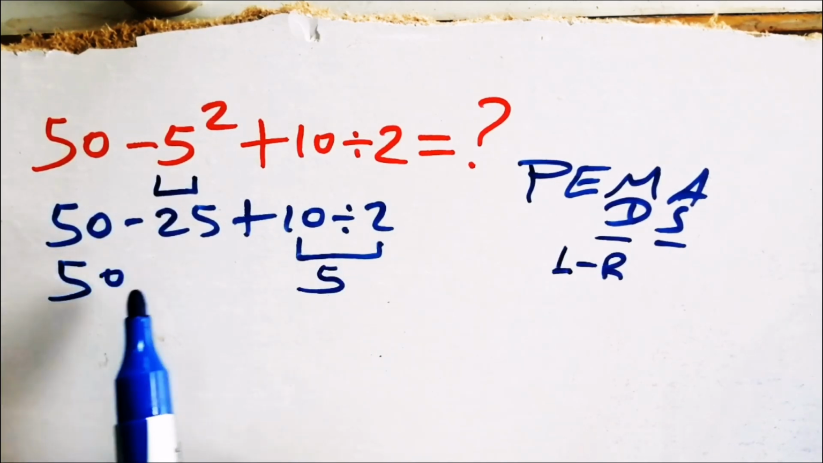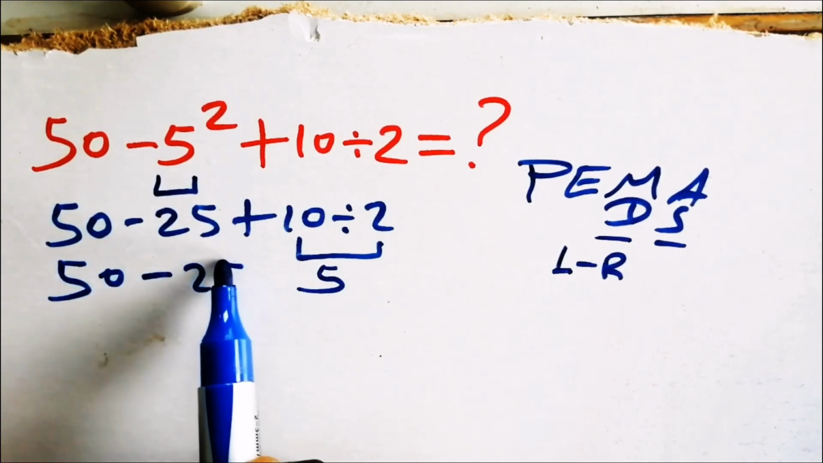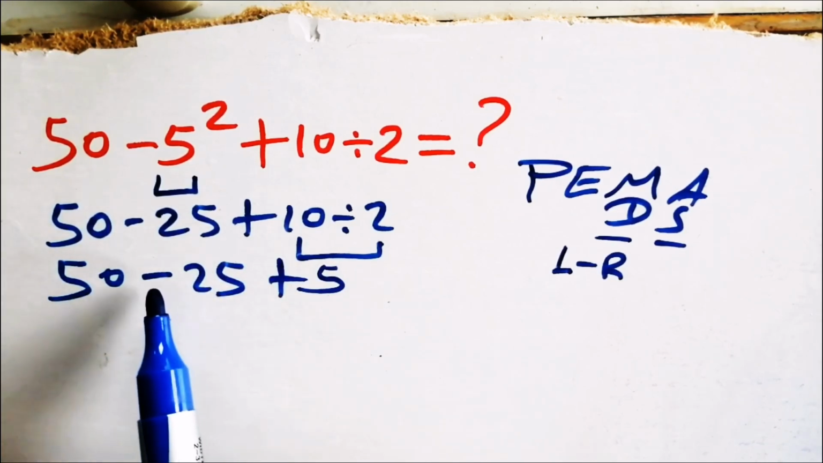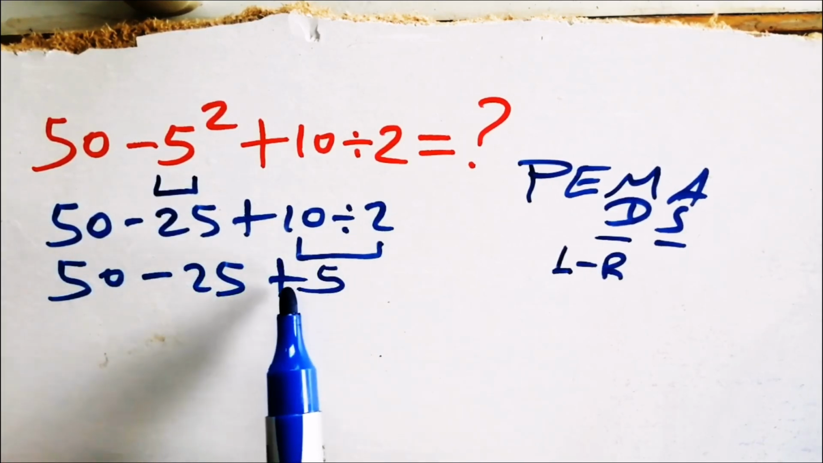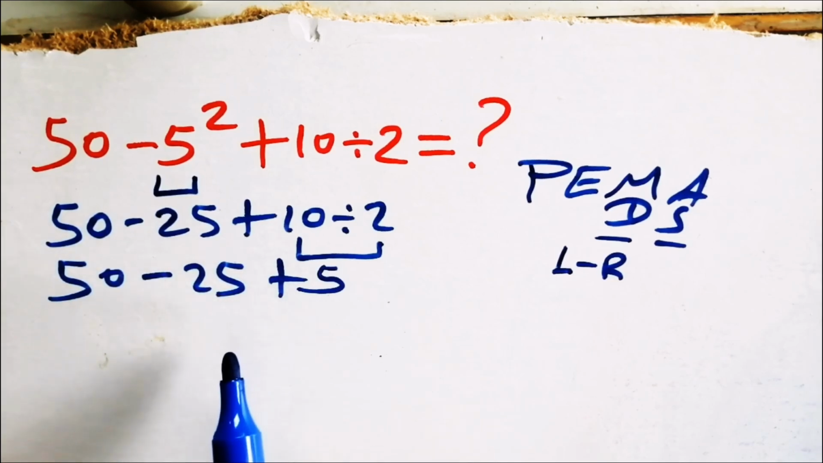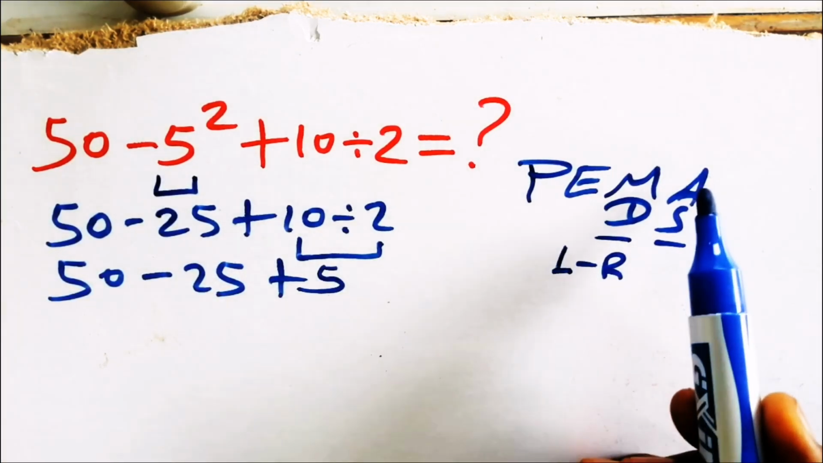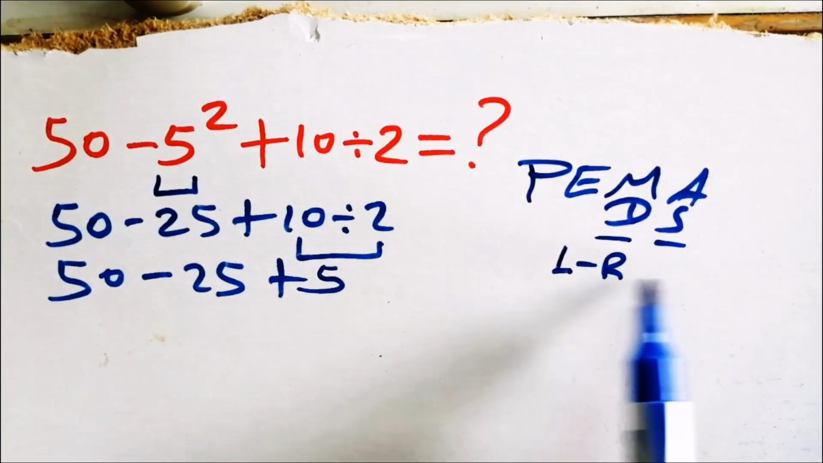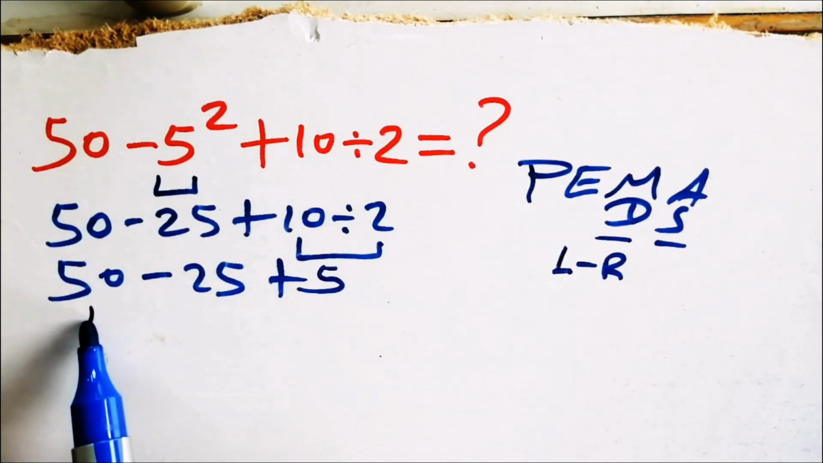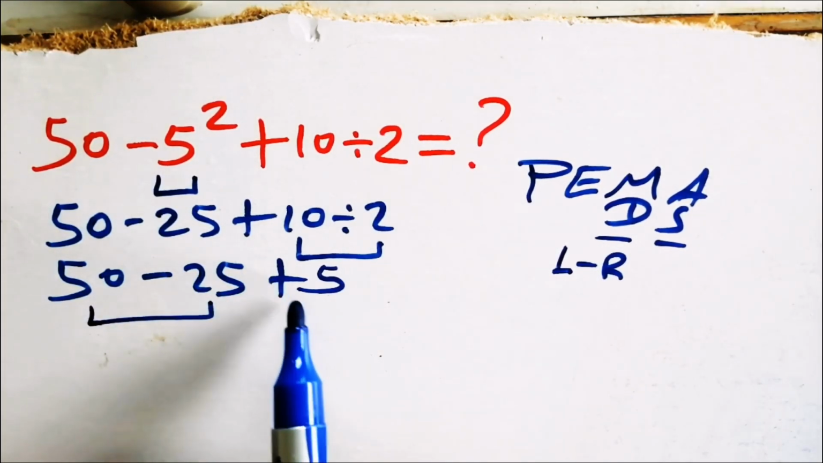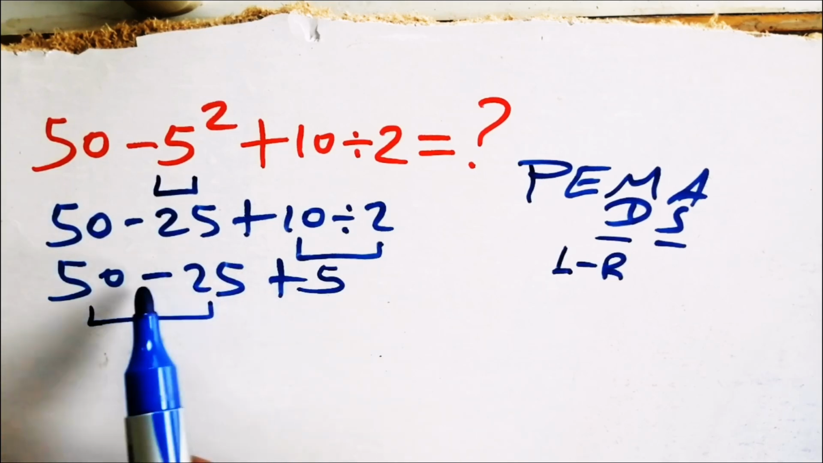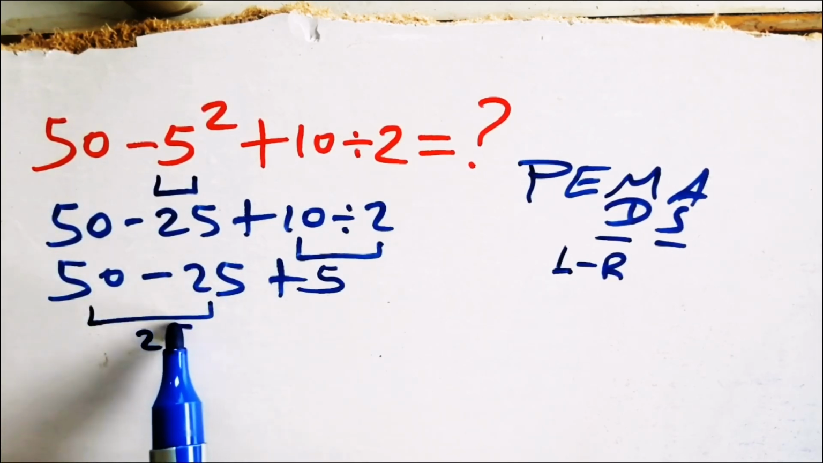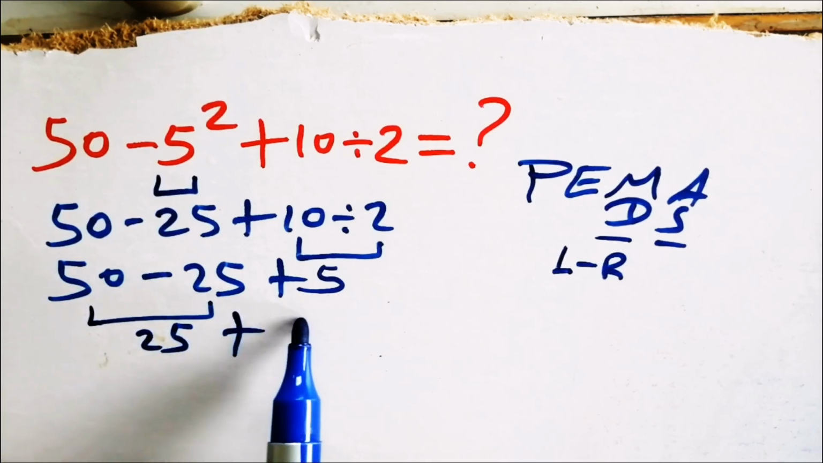Then 15 minus 25 plus 5. So this expression, there is one subtraction here and one addition, okay? Remember that according to PEMDAS, addition and subtraction has equal priority. We have to work from left to right. Therefore, this subtraction has higher priority than this addition, because it is found as a left of this addition. Then 15 minus 25, which is 25, then plus 5.